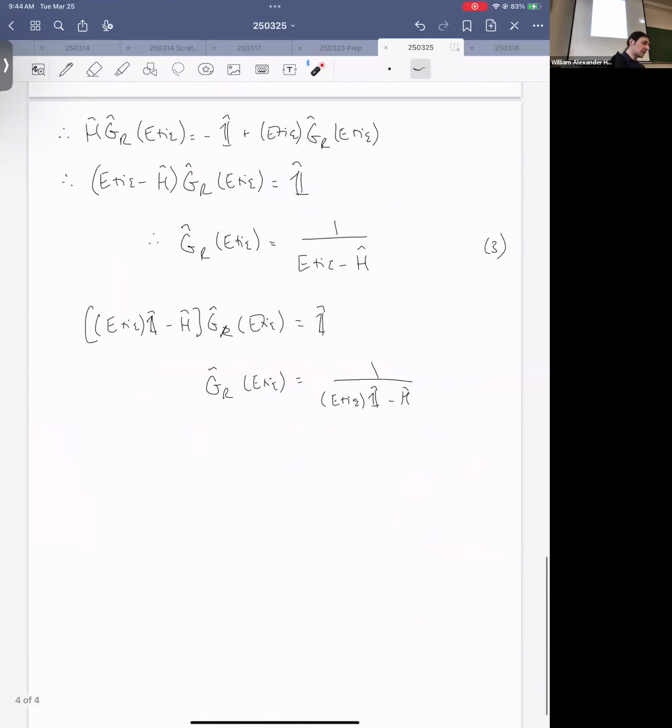Yeah. So, that would actually be nice. Often one writes G^R(z) is equal to 1 over (z minus the Hamiltonian), where the imaginary part of z is strictly greater than 0. Yeah, good.